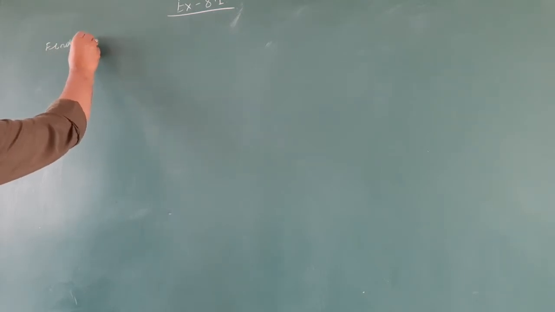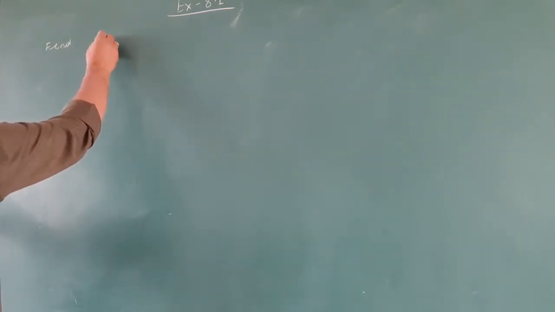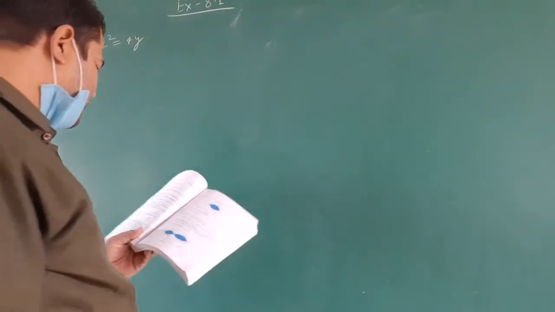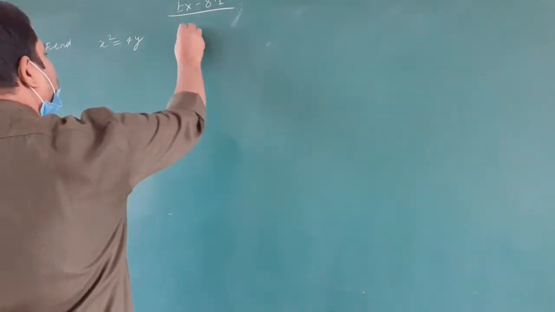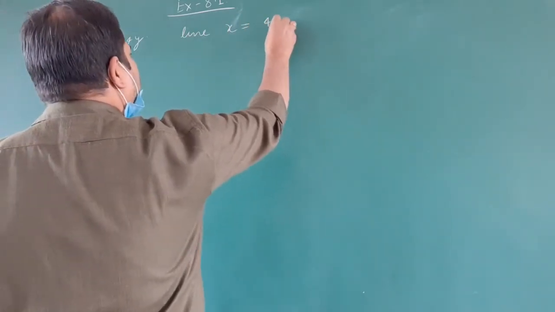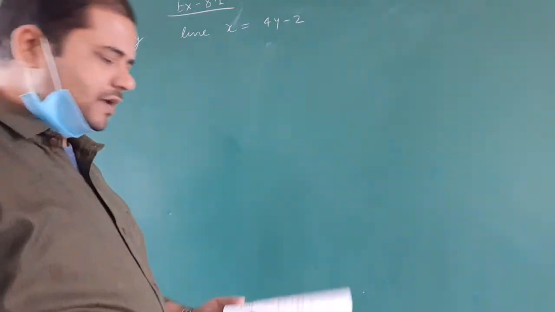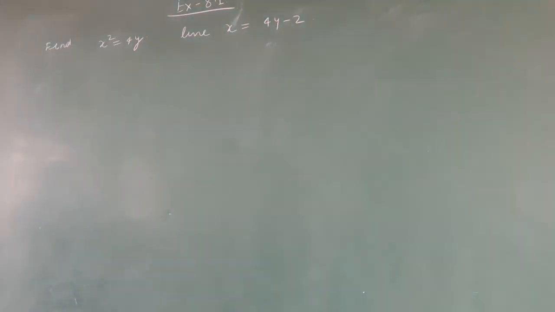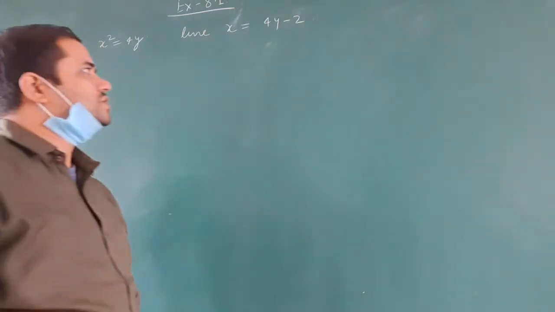Find the area bounded by the curve x square is equal to 4y and the line x is equal to 4y minus 2. Okay. So the area bounded by the curve x square is equal to 4y and the line x is equal to 4y minus 2.